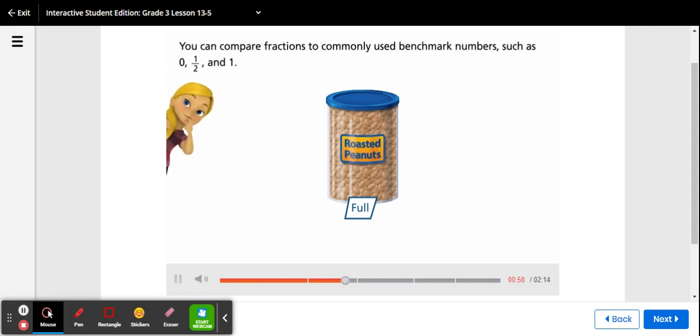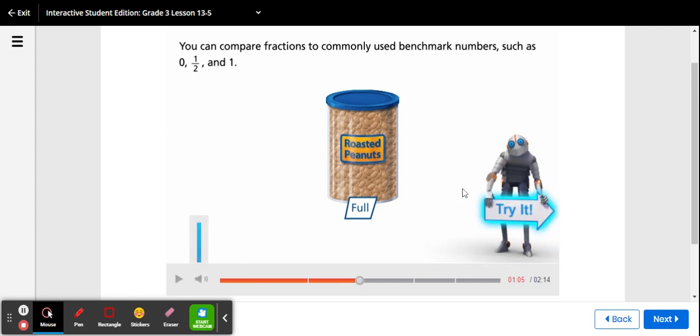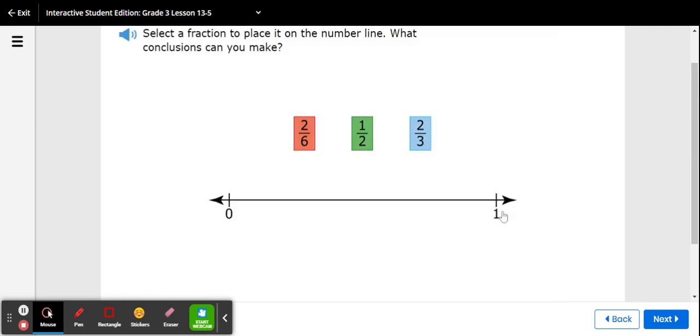You can compare fractions to commonly used benchmark numbers such as 0, 1/2, and 1. So here are the fractions that it asks us about to start with, the 2/6 and the 2/3. Now, we have been looking at these already and comparing fractions. We see 2/6 and 2/3.